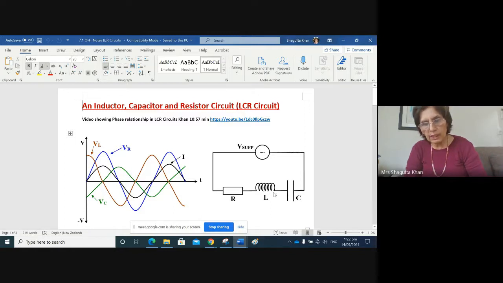So it depends on which one has got a higher reactance, because from these graphs you would have noticed, I'm not going to go into the detail, that current and voltage across the resistor are always in phase. Voltage across the inductor leads the current by 90 degrees. And the green one is the voltage across the capacitor. It lags the current by 90 degrees. And if you look at the VL and VC, they have got opposite phase, so they cancel each other's effect. Why do the voltages have opposite phase? Because XL and XC also have opposite phase.